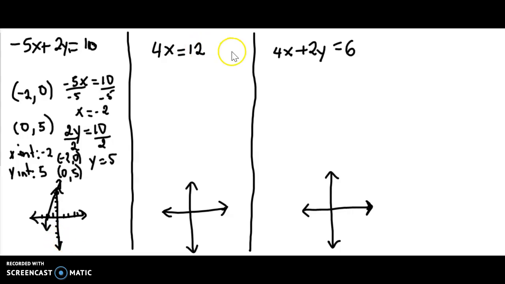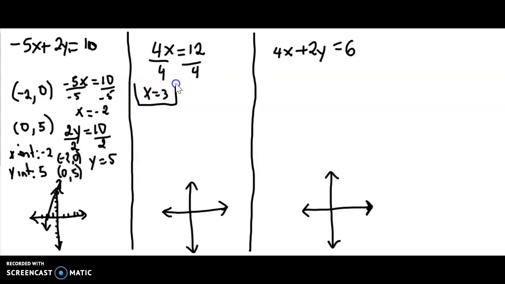Let's go to the second example. Well, the second example looks kind of weird. I don't have y in there at all. So, I don't know. Let's see here. Well, if I solve this for x, there's something particular about this. I'm getting x equals 3.